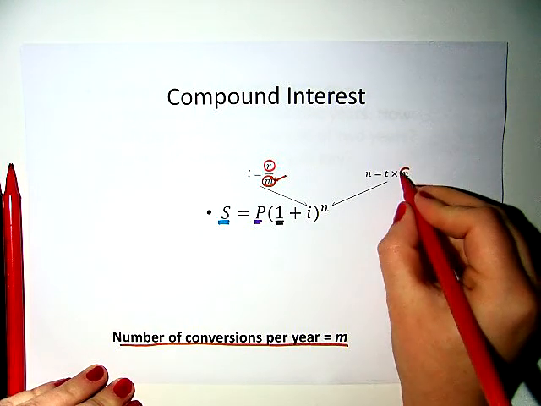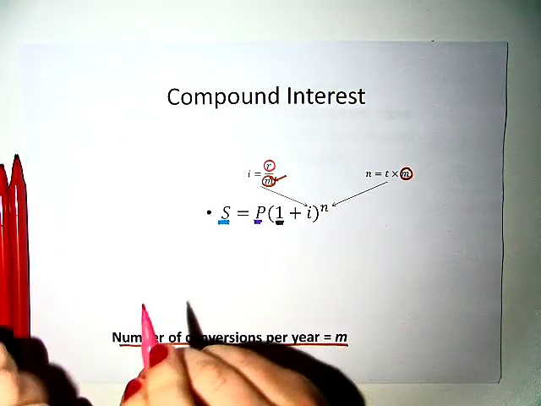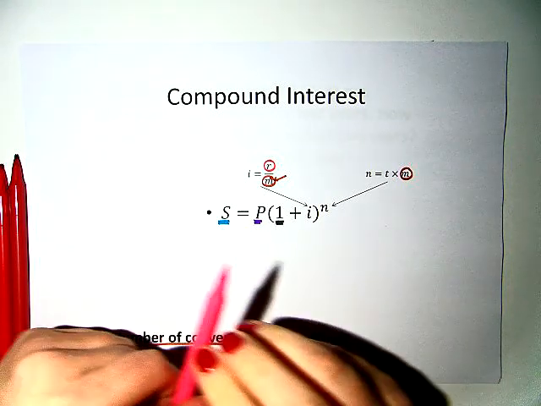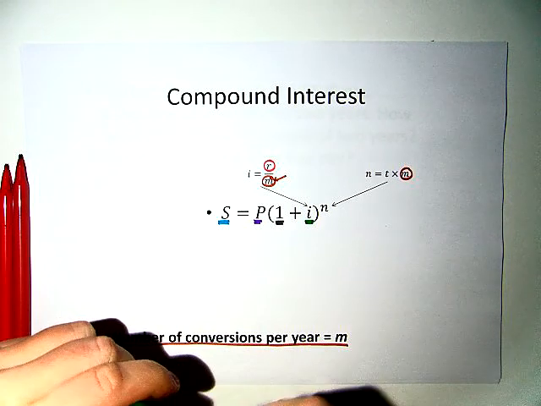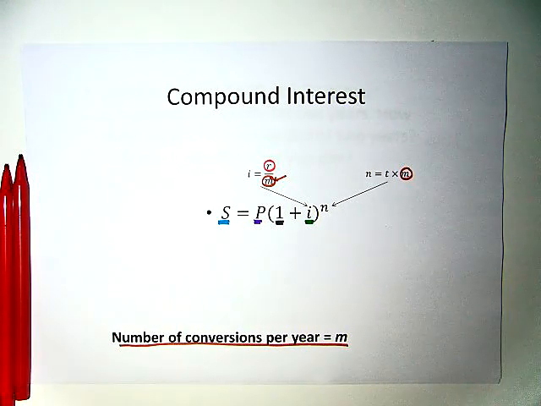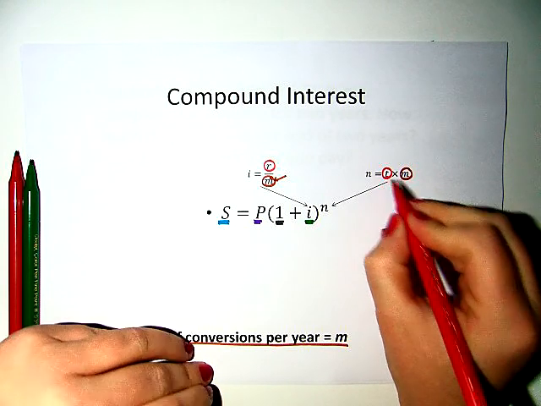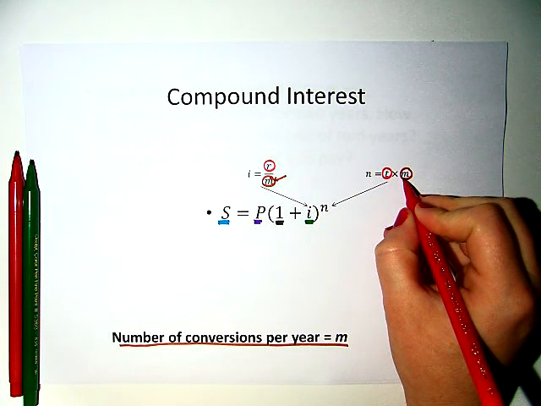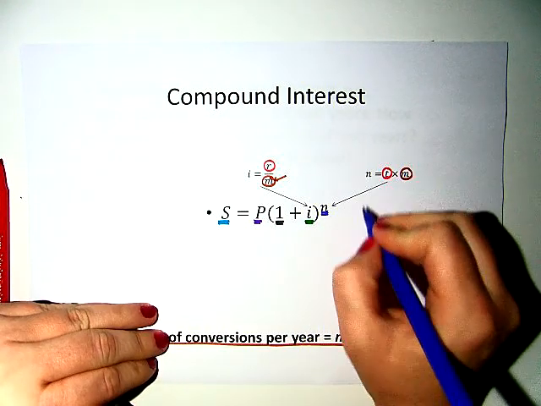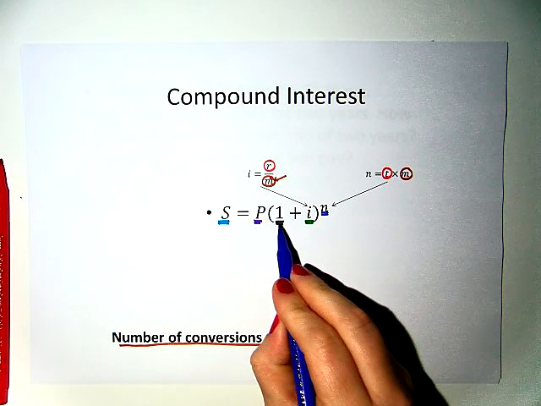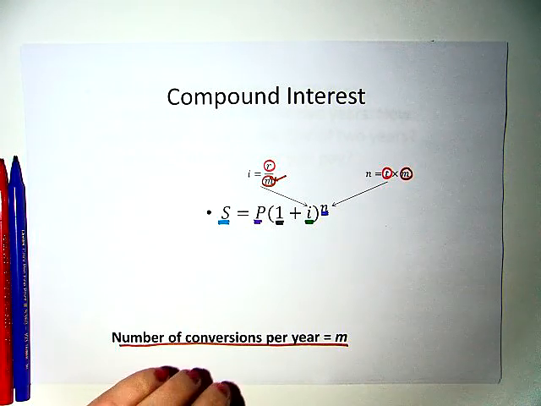M. Okay. And this will, in fact, give you the I. Okay, so let's go ahead and look at this. This is I. And then the last thing is raised to the N. Okay, so for N, just like when we have T, time in years, we have to multiply it by the number of conversions per year in order to get N. So S equals P, 1 plus I raised to the N. And we're going to go ahead and do a few of these together.